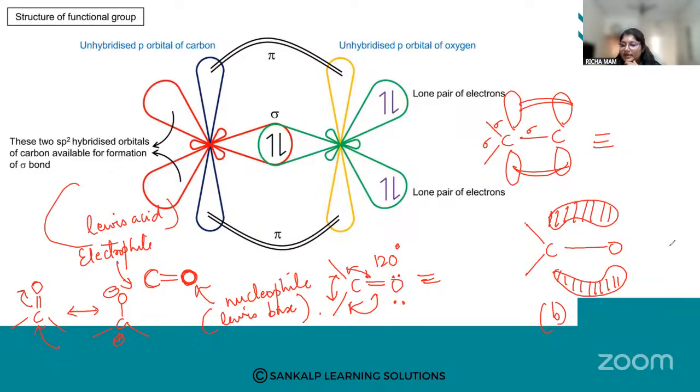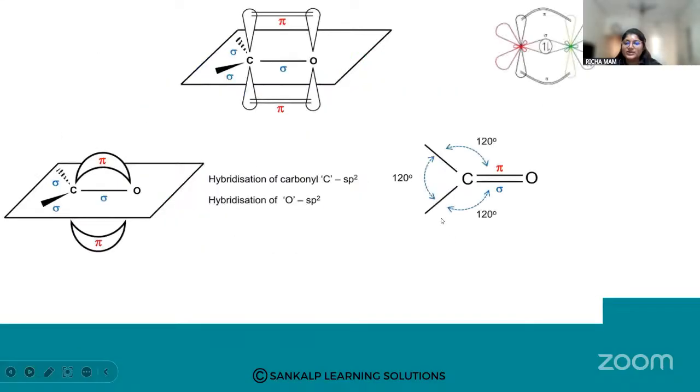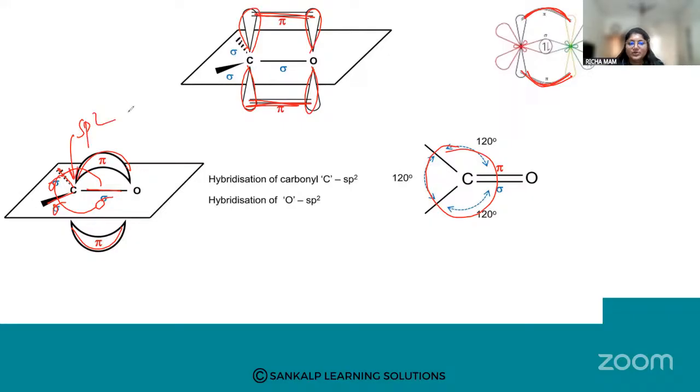Next we are going to discuss the preparation of aldehydes. So this is the overlapping I have been talking about. This is the unhybridized p orbital of carbon and this is the unhybridized p orbital of oxygen, which overlap to form the pi bond. One pi cloud is above and one pi cloud is below. This angle is 120 degrees, and there are three sigma orbitals. This carbon is sp2 hybridized. These things you have to remember. Is it clear? Okay.